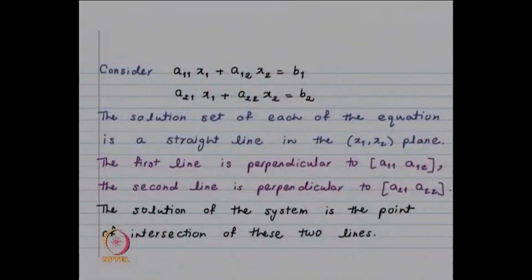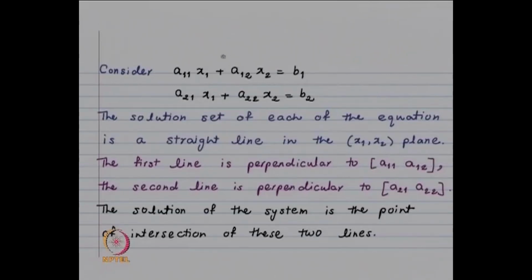So, now we look at a 2 by 2 system. It is a11 x1 plus a12 x2 is equal to b1, and a21 x1 plus a22 x2 is equal to b2. If you look at only one equation, a11 x1 plus a12 x2 is equal to b1, this is going to be an equation of a straight line. Then the second equation is also an equation of a straight line.